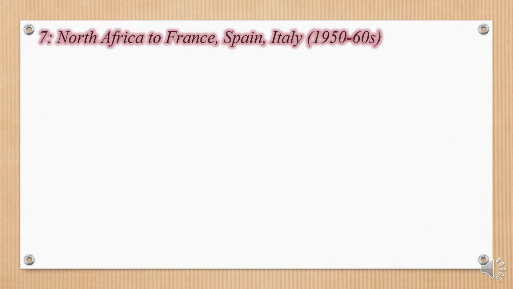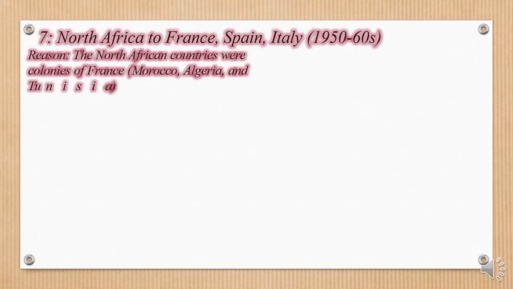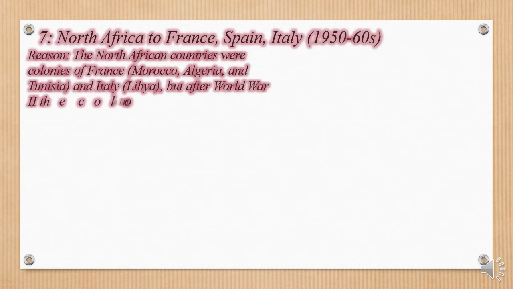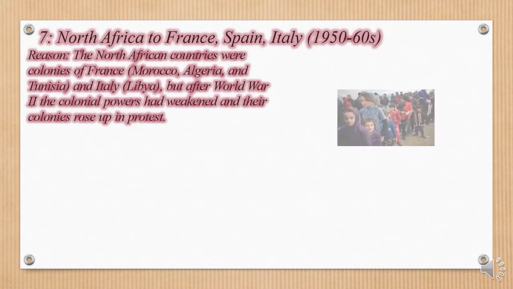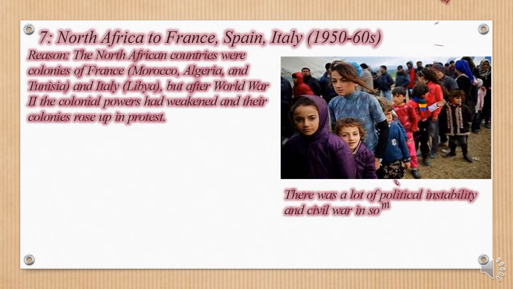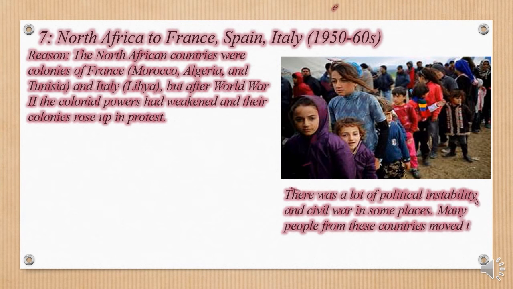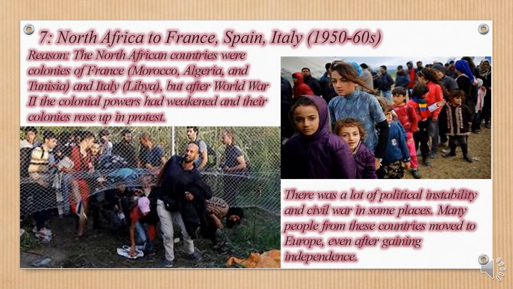North Africa to France, Spain, Italy in 1950s to 60s. The North African countries were colonies of France, Morocco, Algeria, and Tunisia, and Italy in Libya. But after World War II, the colonial powers had weakened and their colonies rose up in protest. There was a lot of political instability and civil war in some places. Many people from these countries moved to Europe even after gaining independence.